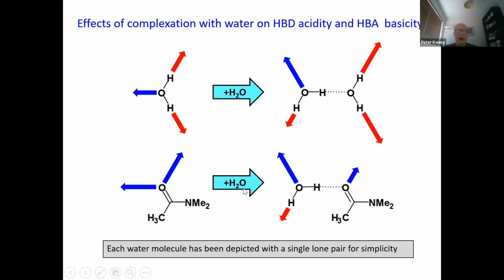Okay, so getting back to here, we've got N-methylacetamide. This is a pretty strong hydrogen bond acceptor. Here I've drawn both the lone pairs for the oxygen, and you can see what happens. The same thing happens with the water molecule. One of the lone pairs disappears entirely because it's donated to the hydrogen. The hydrogen bond donor is donating a hydrogen bond, and the other lone pair becomes smaller.